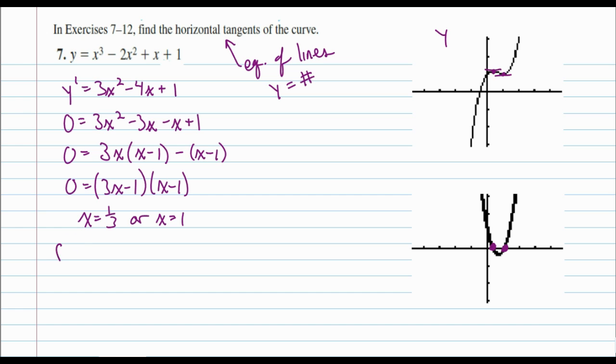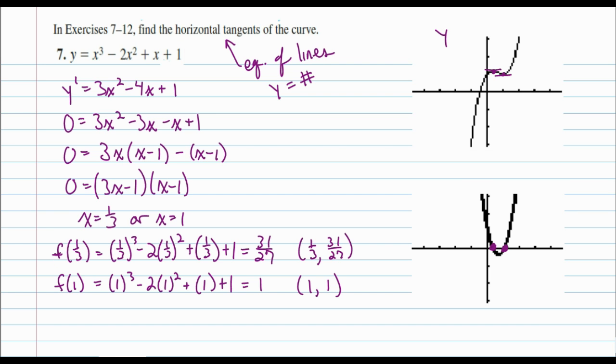So I need to plug in 1/3. So I find that the points where these horizontal tangents are located on the original curve are 1/3, 31/27, so a little bit over 1, and then 1 comma 1. It's not asking me for the points, it's not asking me for the x values, it's asking me for the horizontal tangents. So those are y equals 31/27 and y equals 1.